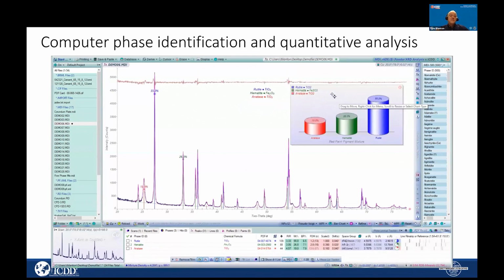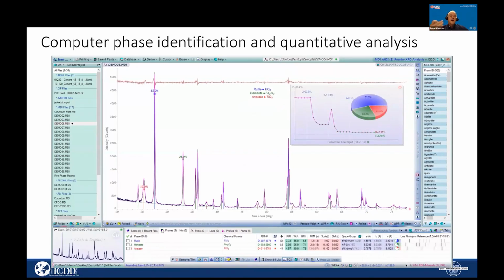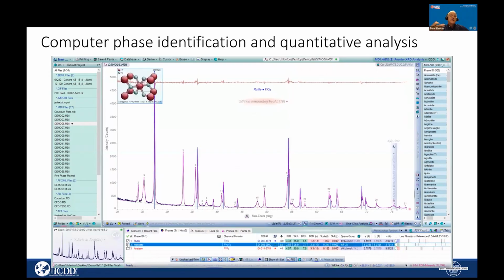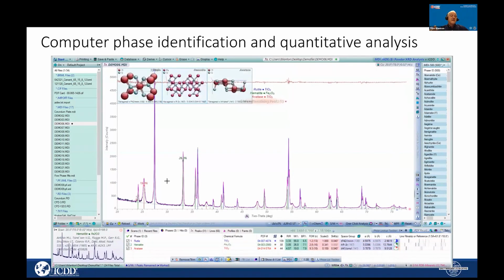It did your Rietveld refinement. It did your quantitative analysis of the phases that were present, rutile TiO2, anatase TiO2, and hematite iron oxide. You have information in the PDF5 database that tells you the structure of these phases, and you can investigate further any of these structures because you can look at, for example, the phase identification of your material.